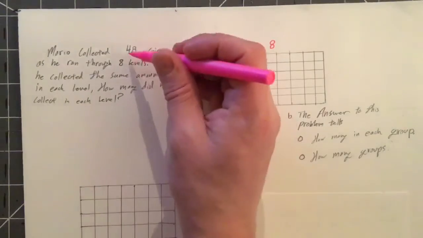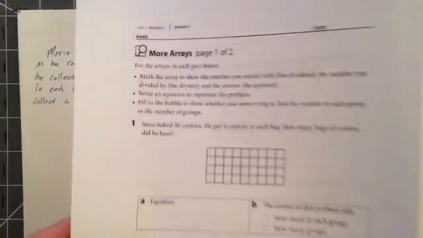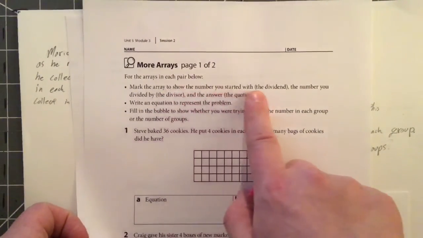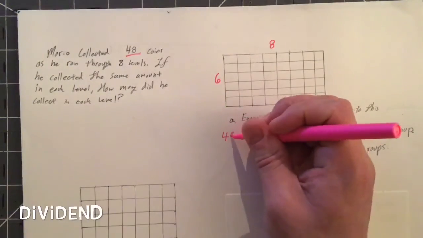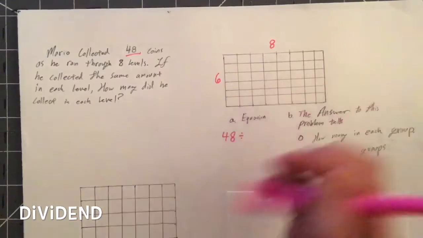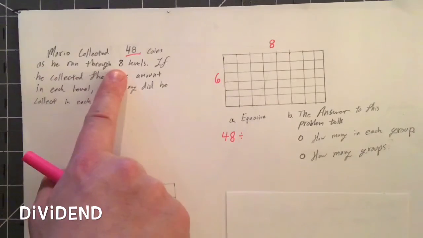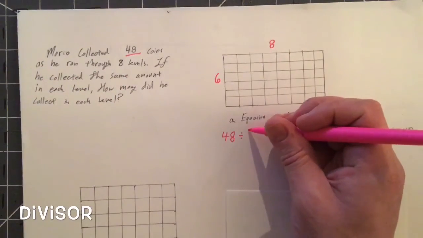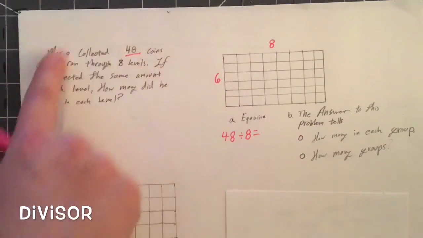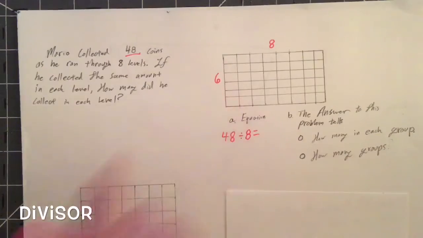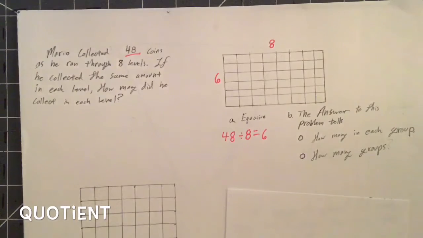So we've got 48 coins. That is our first number listed, and our largest number, the number you started with, that's the dividend. So we have 48 divided by, I could say 6, but that would be incorrect because I got to look at the question as he ran through 8 levels. 48 divided by 8 equals the number we don't have listed here, but we do have listed here is the number 6 because 6 times 8 is 48, so 48 divided by 8 equals 6.